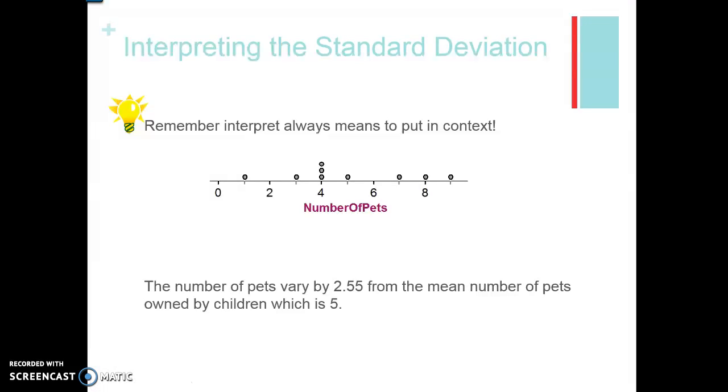Whenever you're interpreting the standard deviation, please make sure that it's in context. An example of that, as I said on the previous slide: the number of pets varies by 2.55 from the mean number of pets owned by children, which is 5. You don't have to say it exactly like that. You could say the mean number of pets is 5. On average, the number of pets owned varies about 2.55 from the mean. So they could own 2.55 more pets or 2.55 less pets.